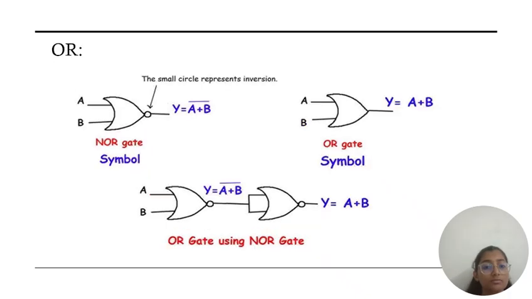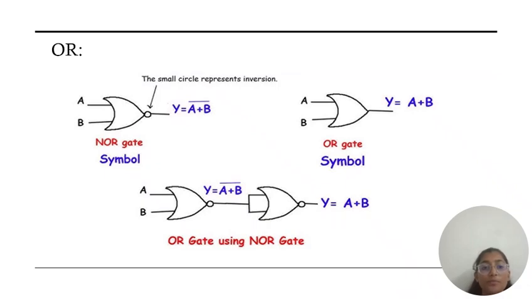Now let us see our OR gate using NOR gate. Here the NOR gate symbol is given above. For the input of A and B, we get the output y equals A plus B whole bar. In the symbol of the NOR gate, there is a small bubble which represents the inversion, and the OR gate symbol is given above. For the input of A and B, we get the output y equals A plus B.